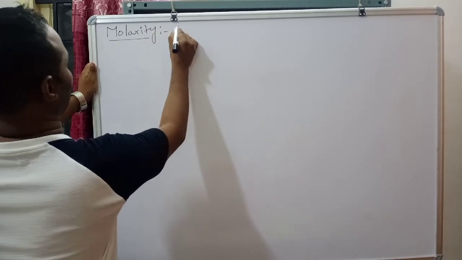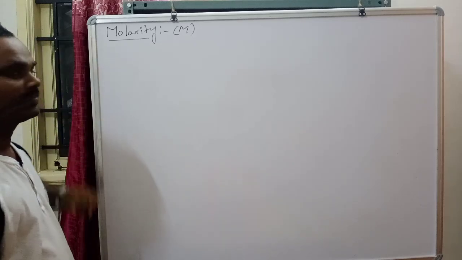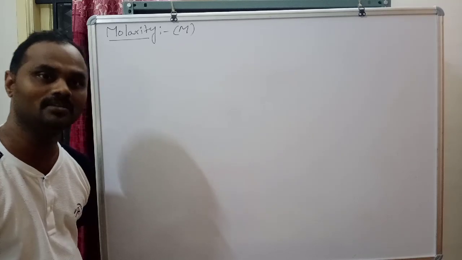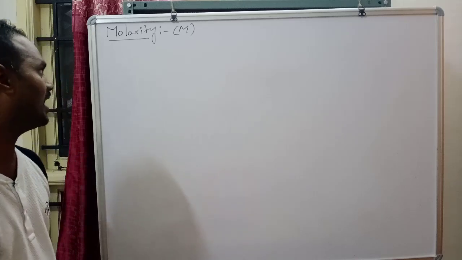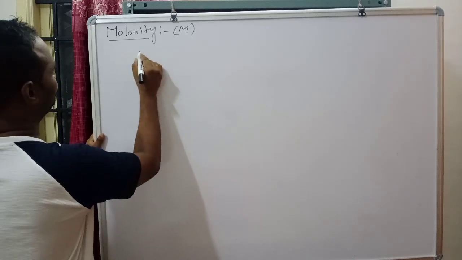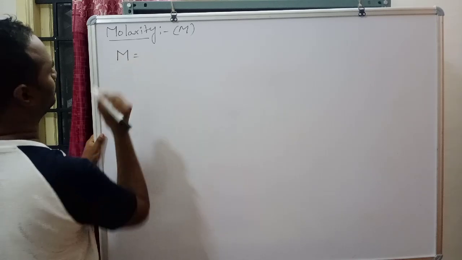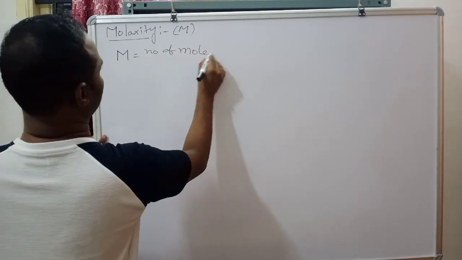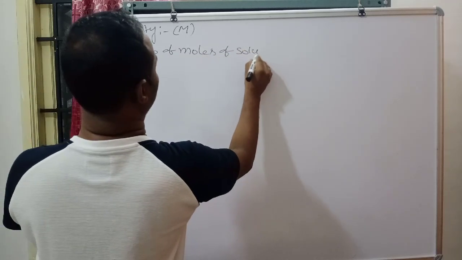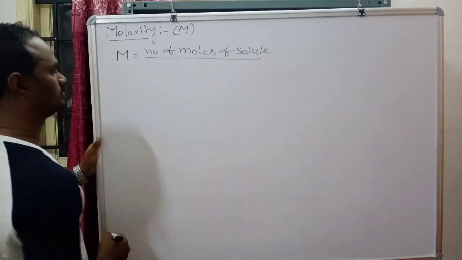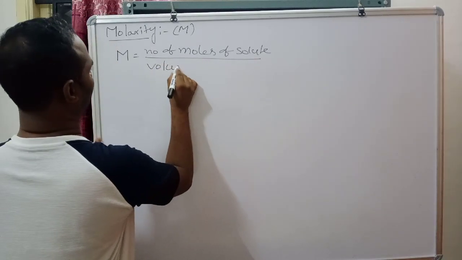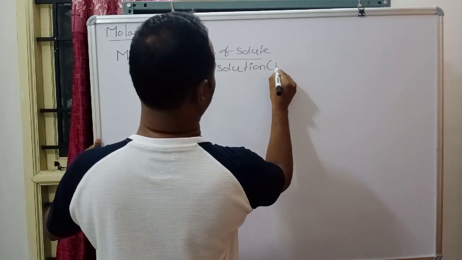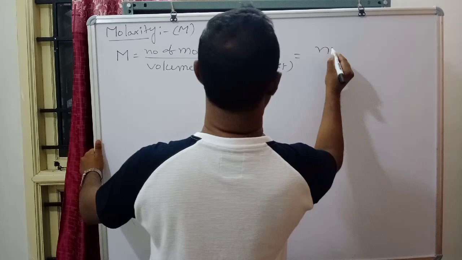with molarity. It is denoted by capital M. Molarity is defined as the number of moles of solute dissolved in 1 liter of solution. The mathematical expression for molarity, capital M, is: molarity is equal to number of moles of solute by volume of solution in liters. Simply, number of moles of solute.